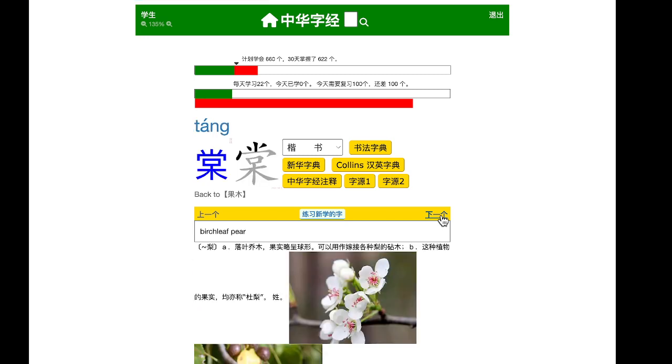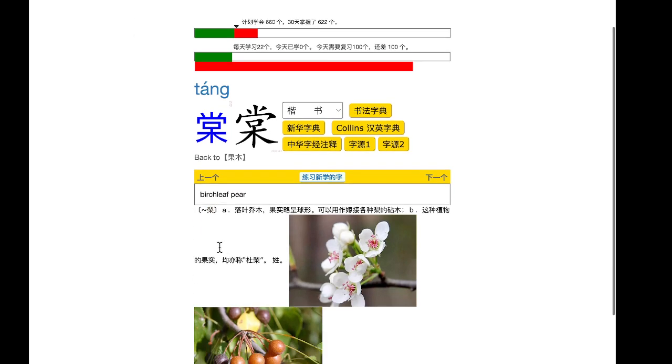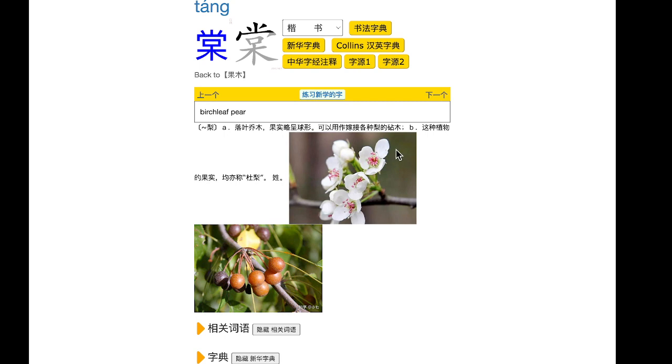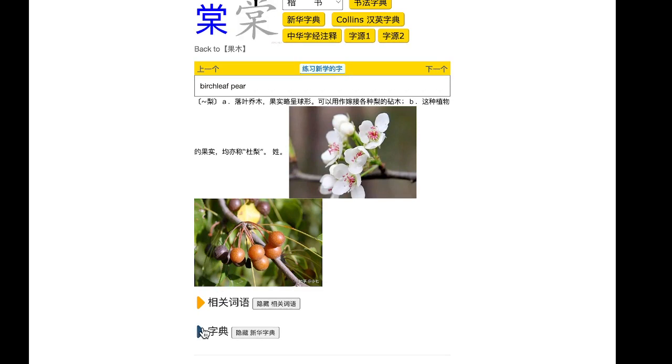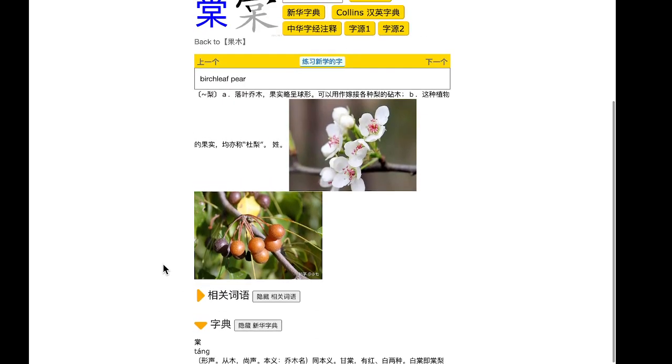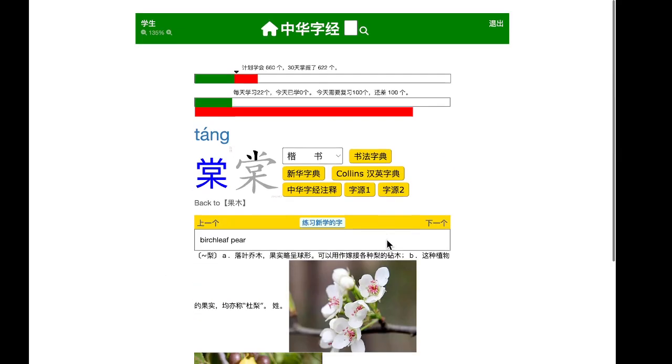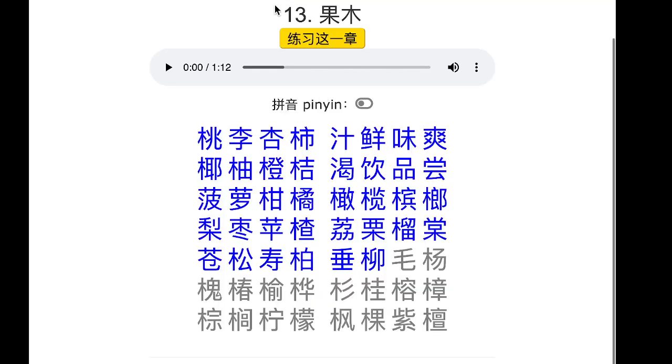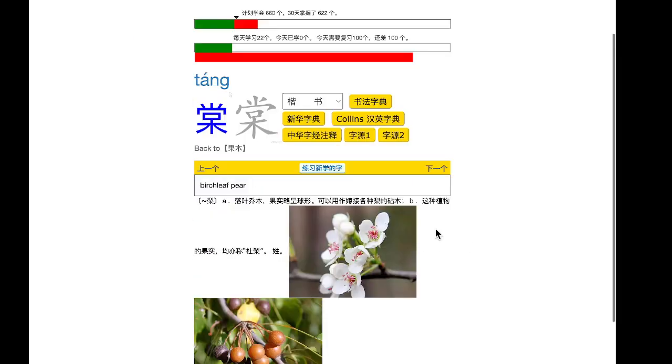Tang. Tang li. Tangli is a birch leaf pear. This is what the flowers on the tree look like, and this is what the fruits look like. Now, I don't think that we eat these, but all kinds of fruits and trees are welcome here, not just the ones we eat. So that's tang. And this is also, if you meet people whose last name is Tang, it's sometimes this one. I think sometimes it's a different one.